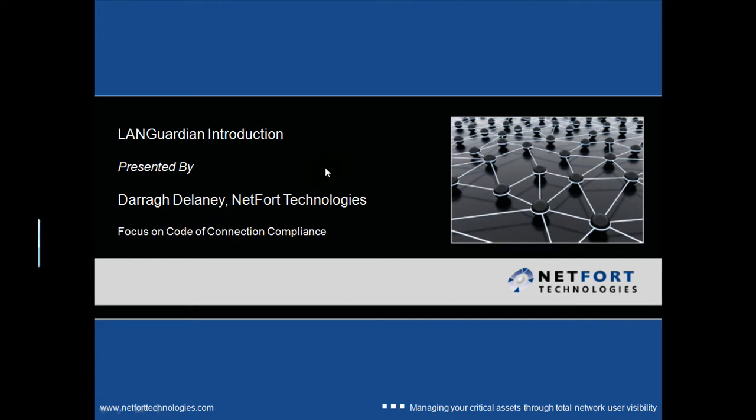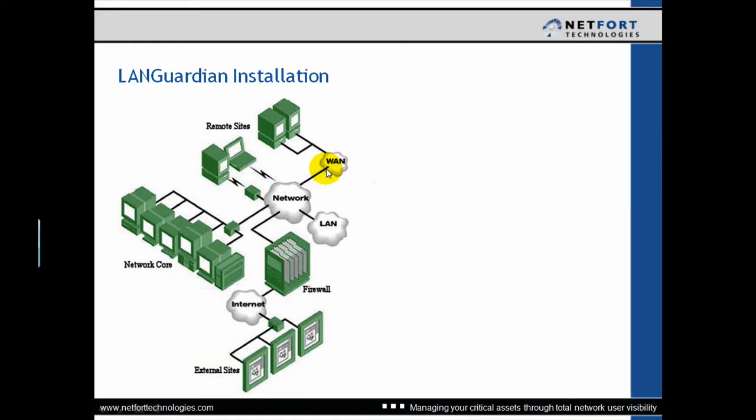In this particular guide, we're going to focus on the coded connection compliance document. So the LANGuardian is installed very quickly and easily into a network. In this example here, we can see a sample network diagram. We've got some servers, we've got an internet connection, we've got some remote sites here, we've got a WAN. So it's quite a typical setup.